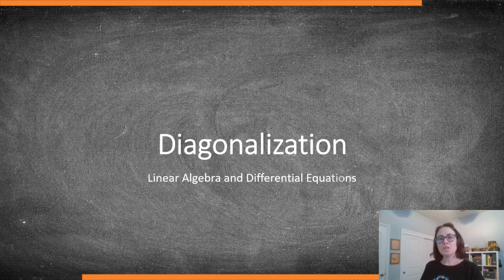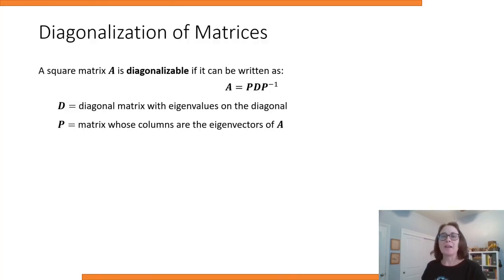Hey there, in this video we're going to learn about diagonalization. Harder to say than you might think. And so this has to do with a matrix. If I have a square matrix A, it's diagonalizable if I can break that matrix up into three separate matrices that are multiplied together, such that it's P times D times P inverse is what we're going to call these matrices. So if I can take a matrix A and break it down into these three, we say it's diagonalizable.